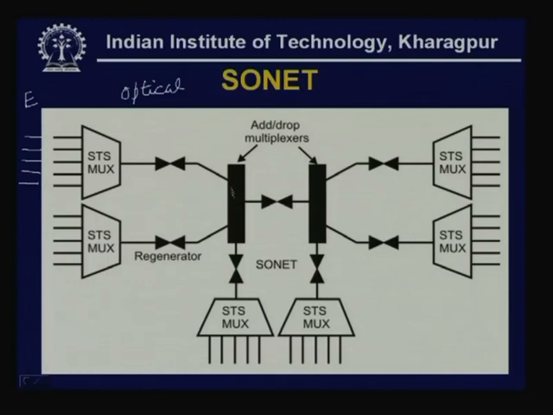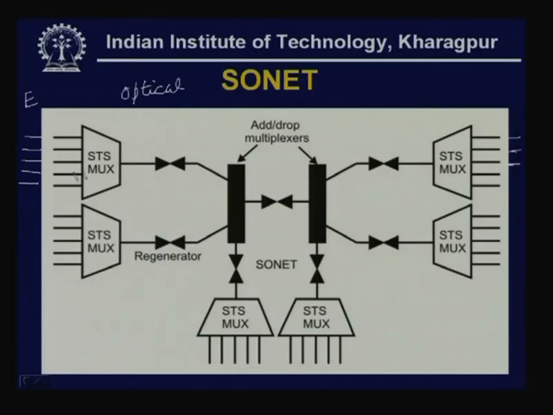Here it is another kind of multiplexer, not the same as the STS multiplexer. The optical signals can be picked up or combined and then sent through optical cable, and then it goes to another add drop multiplexer if necessary. If the distance is long you will require one or more regenerators before it goes to the STS multiplexer at the other end, where again it is converted into electrical signal and goes to the users.